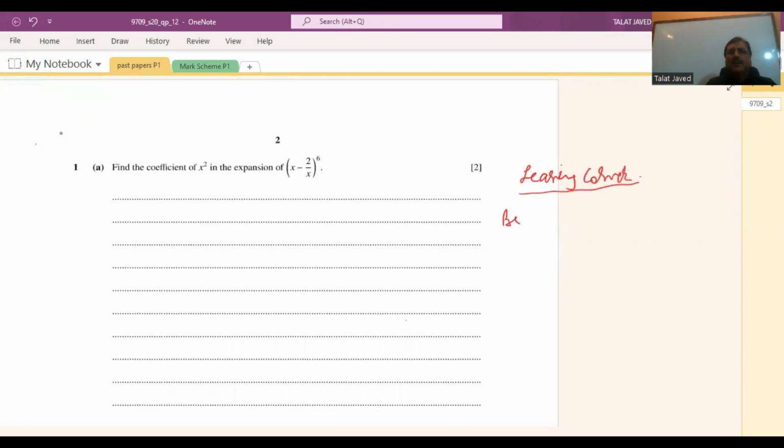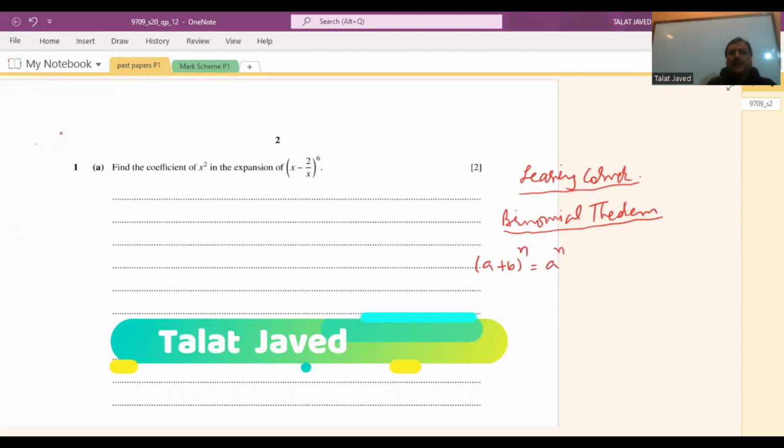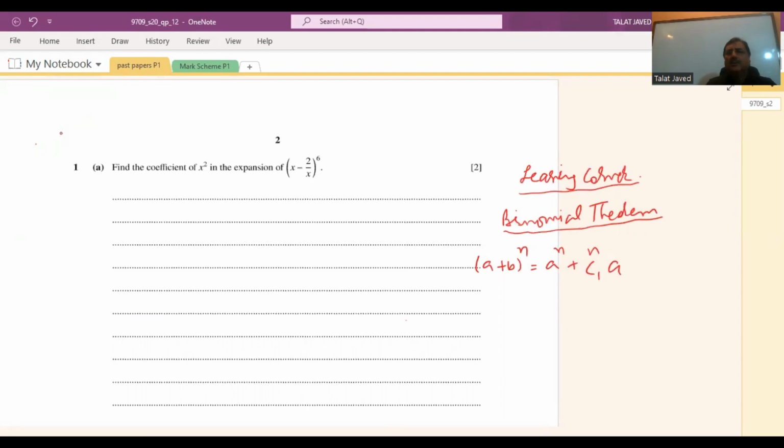First, we know the binomial has two terms, so this is the expansion of two terms. We have the formula (a + b) raised to power n. Its formula is a raised to power n plus nC1, where C stands for combination, which you can find from your calculator, a raised to power n minus 1, b raised to power 1, plus nC2 a raised to power n minus 2, b raised to power 2, plus nC3 a raised to power n minus 3, b raised to power 3, plus up to so on.